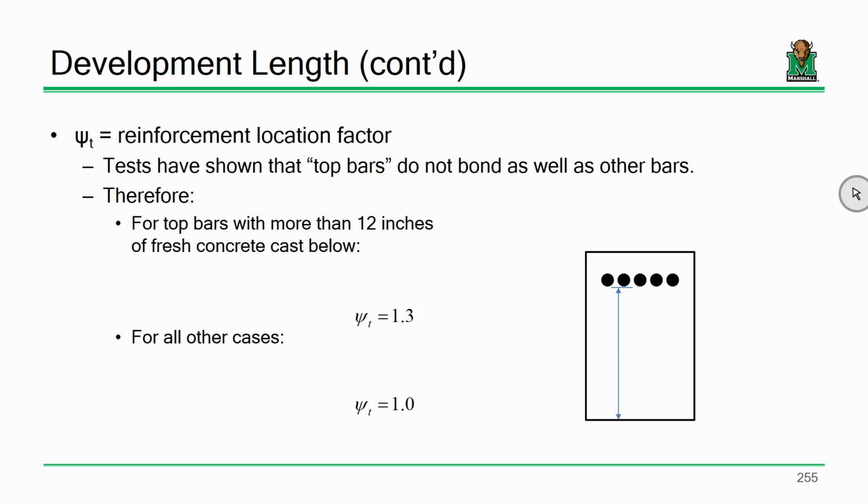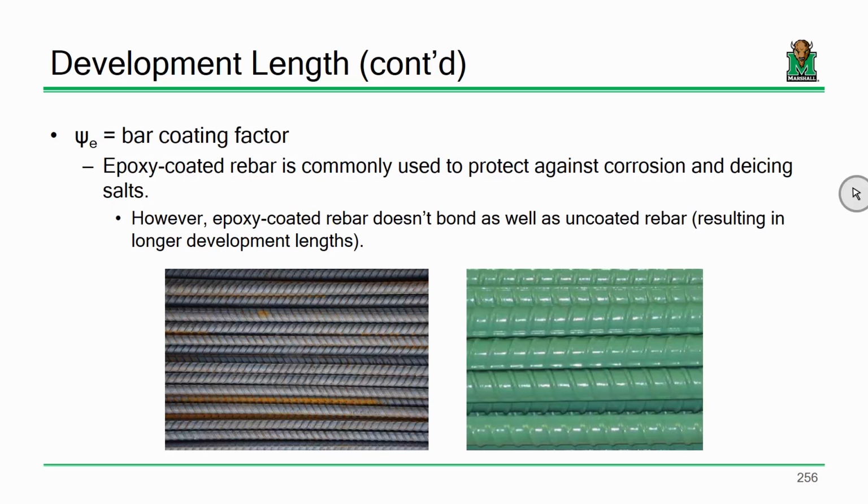So if you have top bars, you're essentially looking at a psi sub t of 1.3. Again, that just comes from test data and analysis. If you're looking at any other case, we just take psi to be 1. So it's pretty simple, pretty straightforward. Now the psi sub E factor, that's your bar coating factor, and it tends to really relate to epoxy-coated bars.